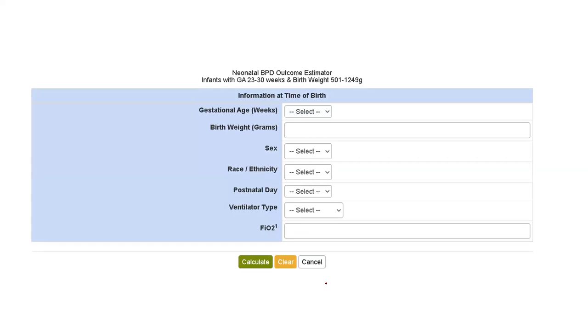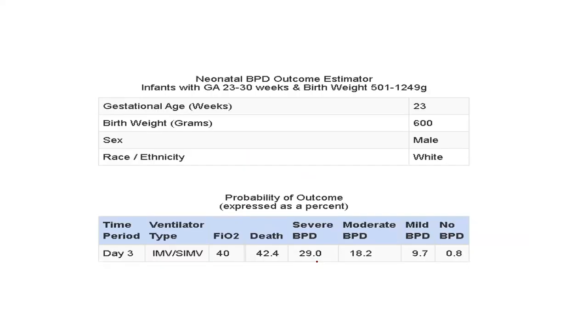And then you can put in how many weeks gestation your baby is, the weight of your baby, the sex, race, and ethnicity, and then how old the baby is, what type of mechanical ventilation, how much oxygen. And then you click on calculate. I put in numbers just to show you guys how it looks. So I put a 23 weeker, 600 gram male, white. The baby was on mechanical ventilation, around 30 or 40% oxygen, and I put day three of life.